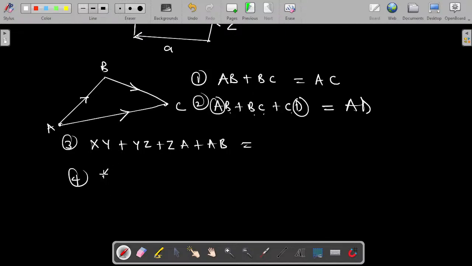What if I give you something like AB plus, let's say something like, okay, let me go plus BC then minus DC. What is the answer for this?